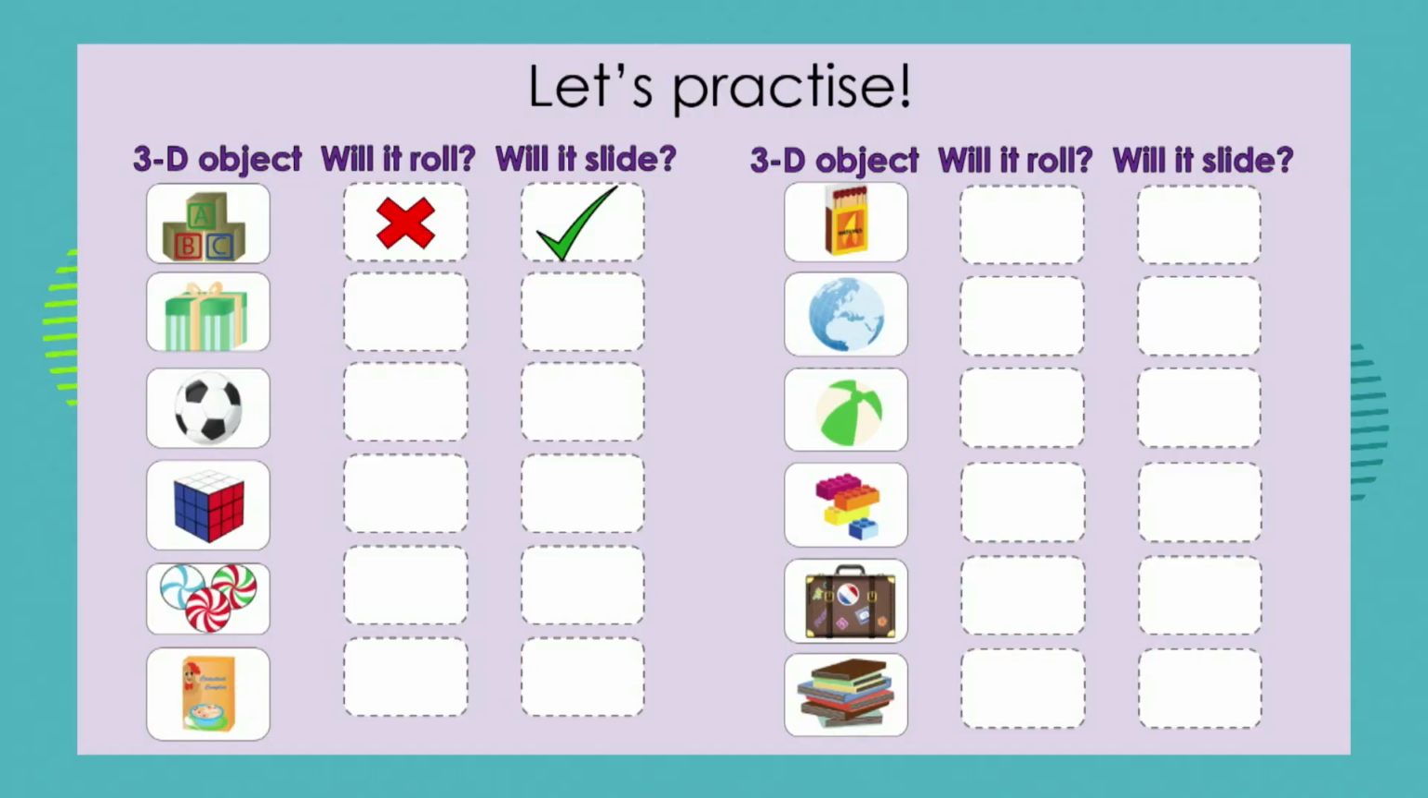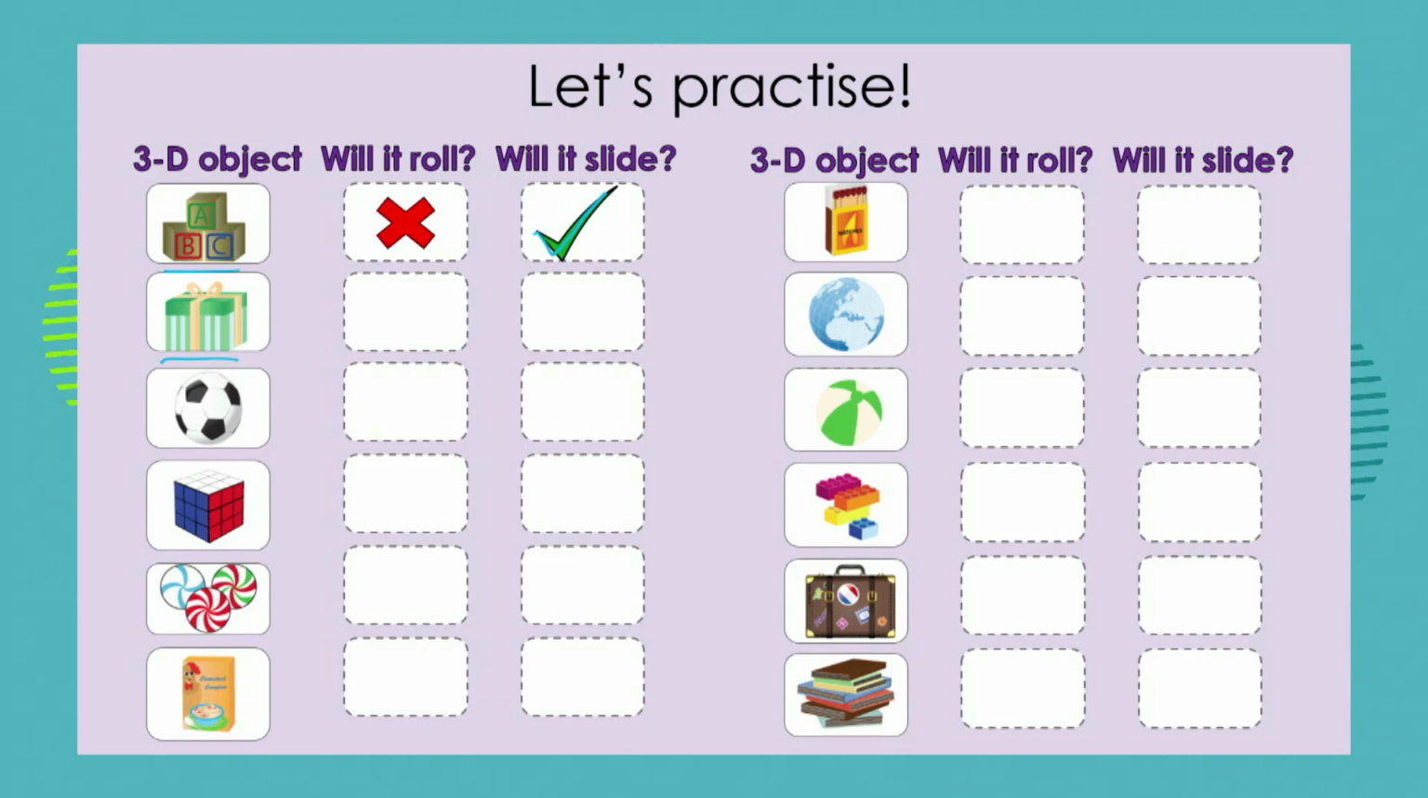So let's look at the first example together. We can see that they had cubes, ABC cubes, and they have the shape of a square. So we know shapes that look like a square and that have sides are not going to roll, but they are going to slide. The next one that we have is a gift box or a present.